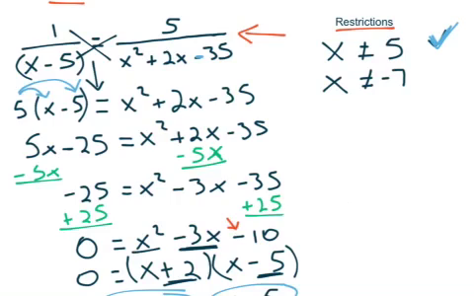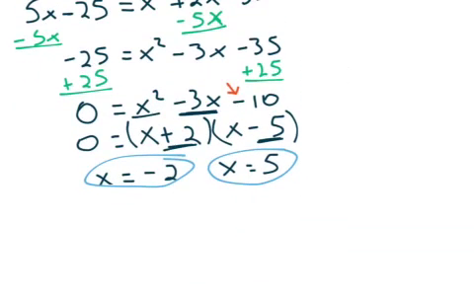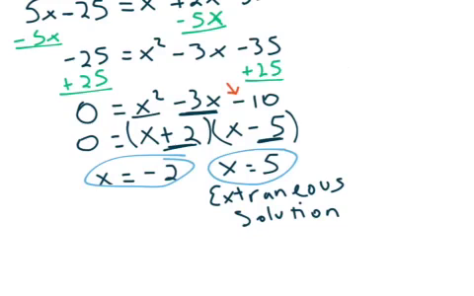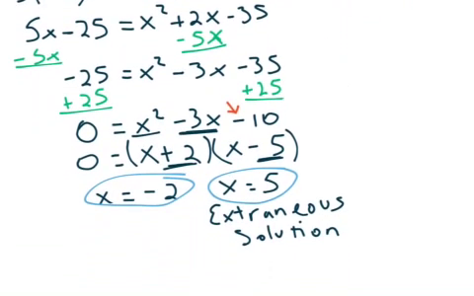We said x can't equal 5, correct? So my 5 is an extraneous solution. Okay, so if it is a restriction, it cannot be a real solution because it's going to make the denominator equal to 0. Okay, so let's go ahead and do the check of the negative 2.